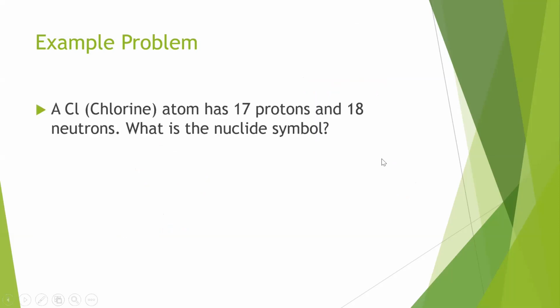So here's our next example problem. Try this one. A chlorine atom has 17 protons and 18 neutrons. So what's the symbol? Remember, you can do it in form A, Z, Cl, or any way you wish, if you can figure out.